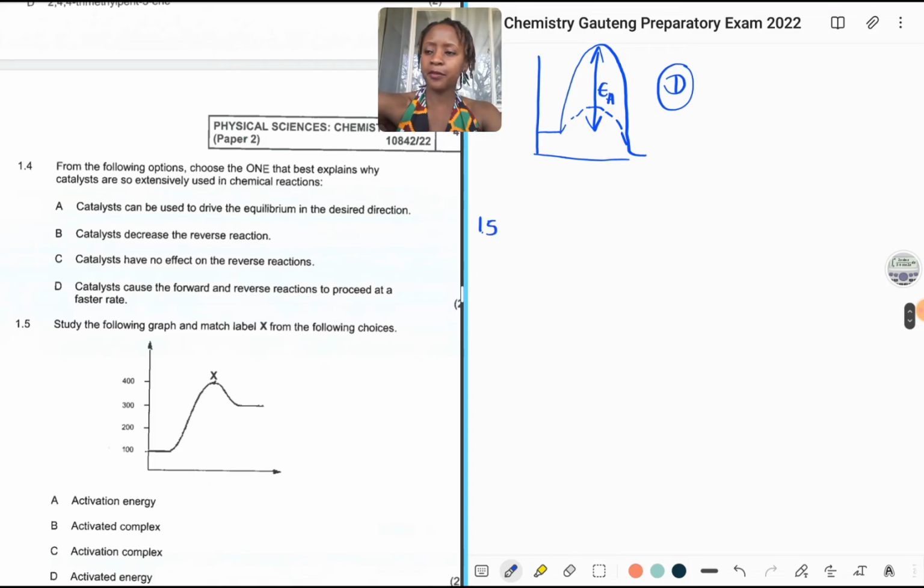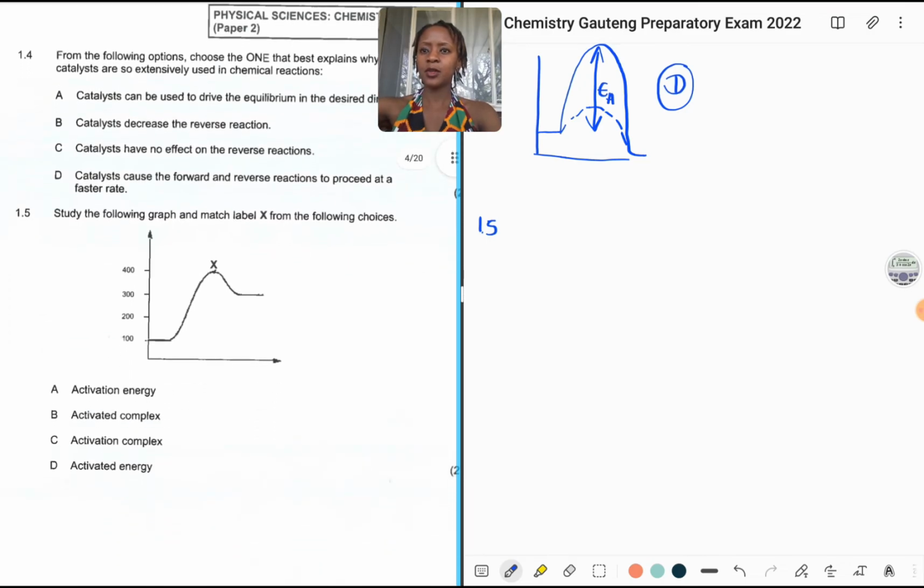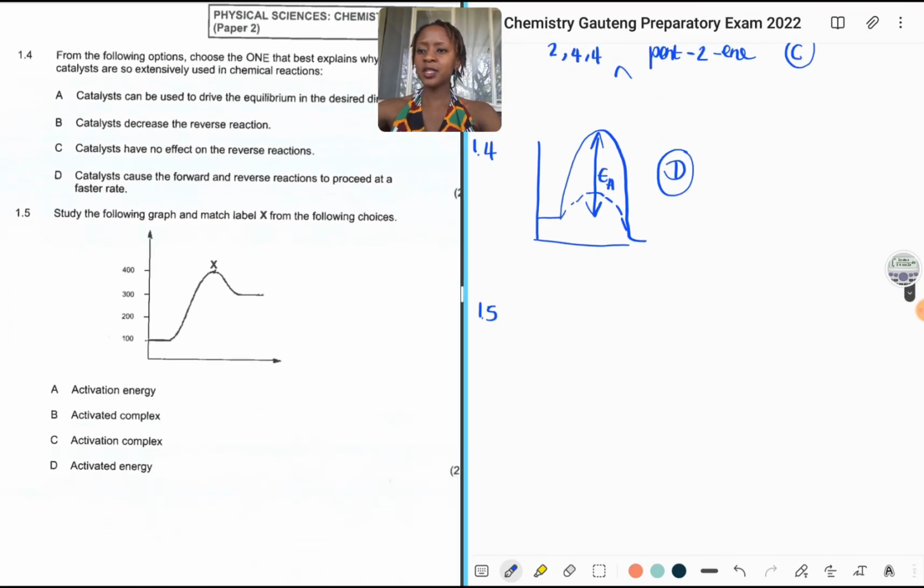Okay, 1.5. Study the following graph and match label X from the following choices. Okay, so activation energy, we just discussed it. It's basically the height between, in our 1.5 graph, 100 and X. So if this was X and this was 100, that is the activation energy, the difference between the two.